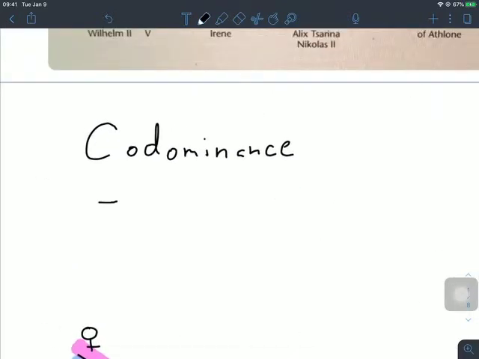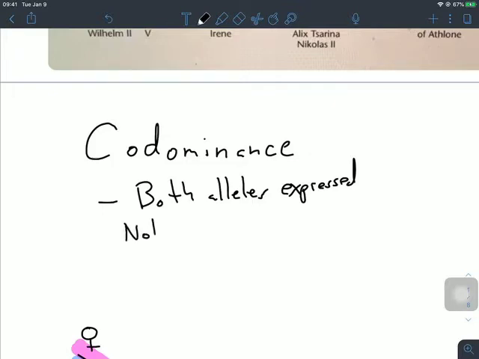Codominance is defined as both alleles expressed, meaning that it's not possible to be completely masked in a heterozygote. One good example of this is our A, B, O blood groups.